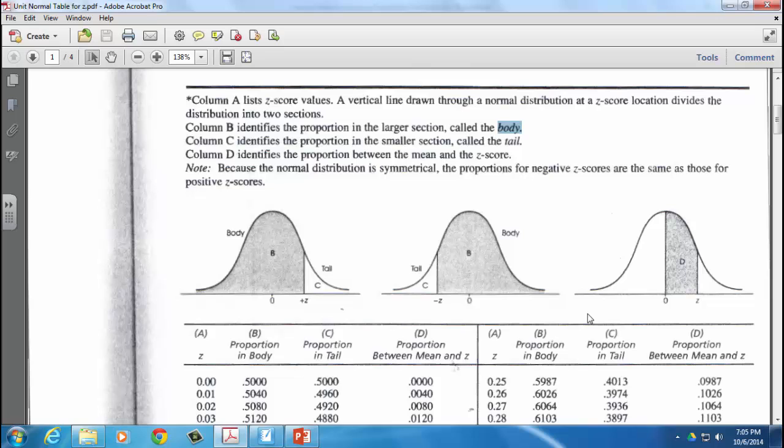Then column D identifies the proportion between the mean and the z-score. So if we wanted to know the probability of randomly selecting a score that had a z-score between the mean and a z of, for instance, 1, then we would look in the mean to z column for a z-score of 1.